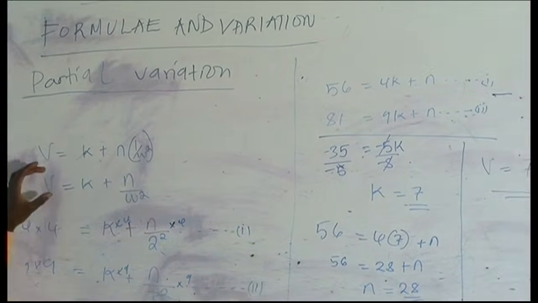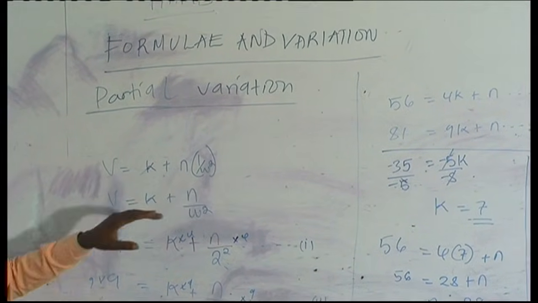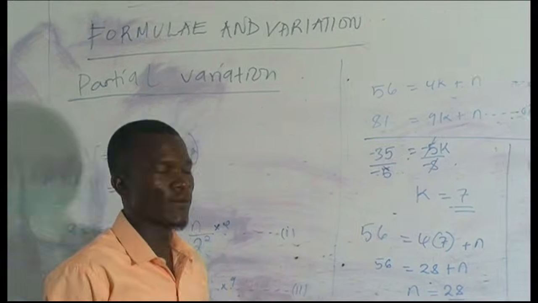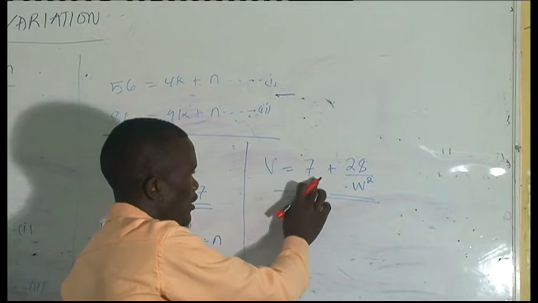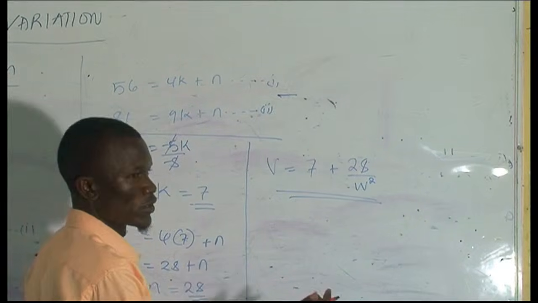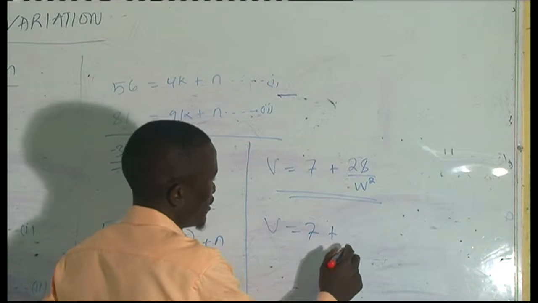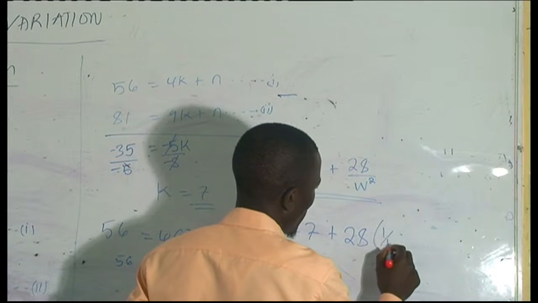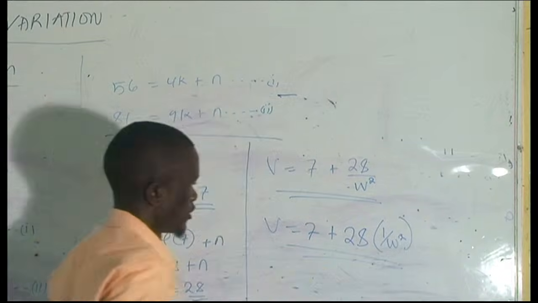After getting it, come back to the equation here. Where there's K, place the value of K, which is 7, and where there's N, place the value of N, which is 28. The equation connecting the two is V is equal to 7 plus 28 over W squared. And some people who are smart can just write V is equal to 7 plus 28 into 1 over W squared. Still okay and still accepted.